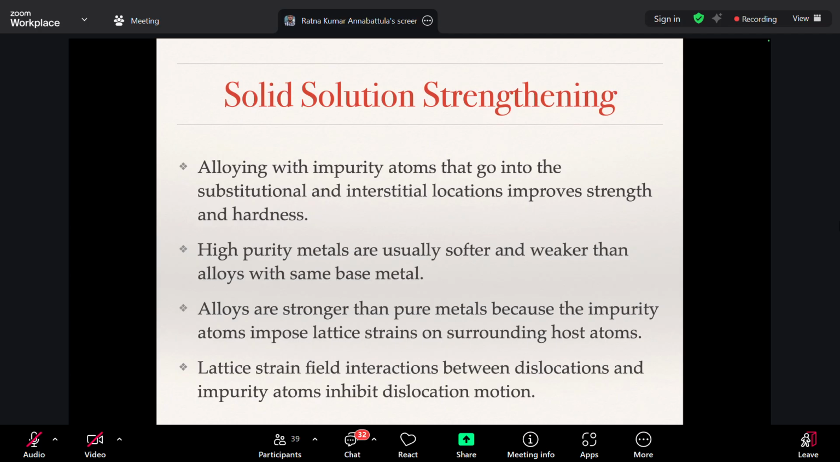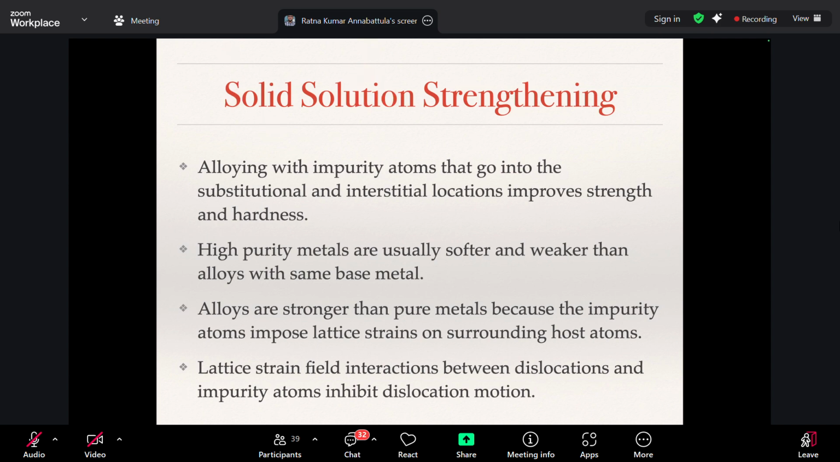Grain boundaries are one kind of obstacle to dislocation motion. The idea is that if dislocations are moving freely in a material and you create an obstacle, that obstacle will offer some resistance. As a result, you will see an increase in the strength of the material. One such mechanism is called solid solution strengthening. What is a solid solution?